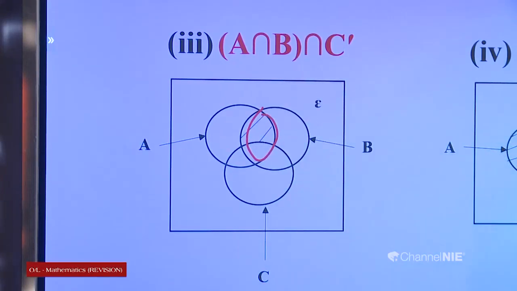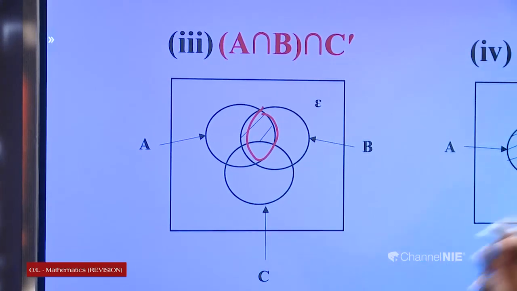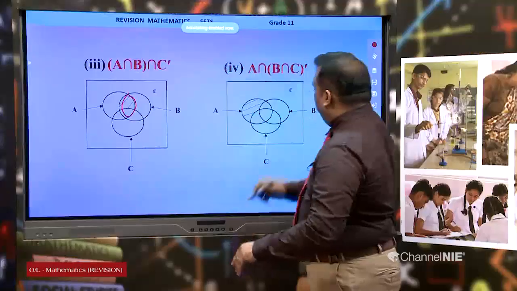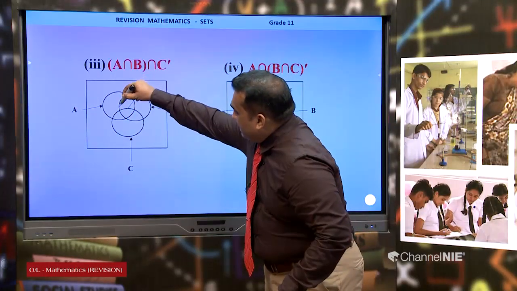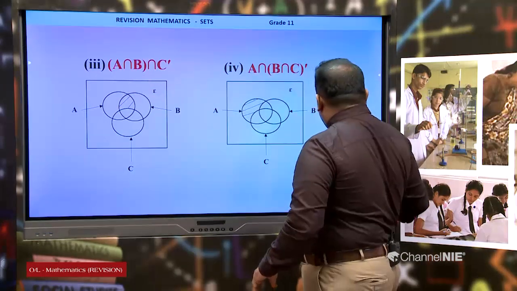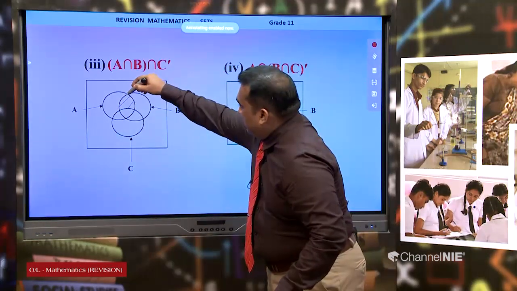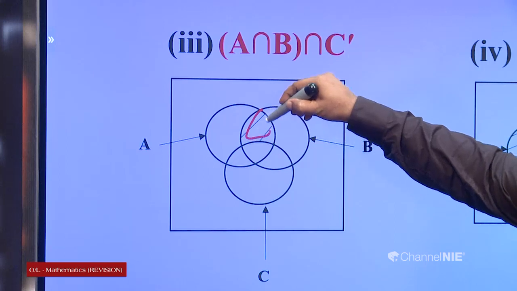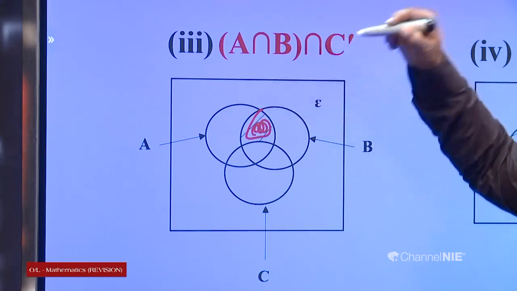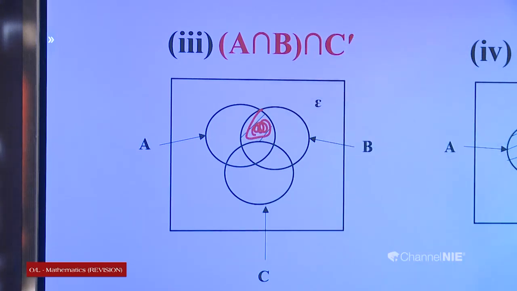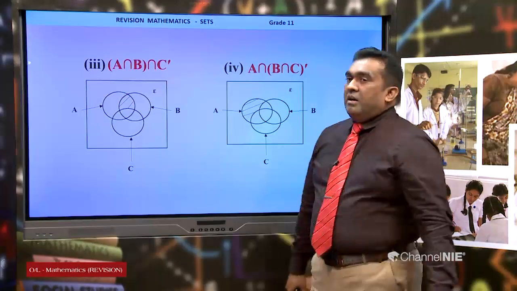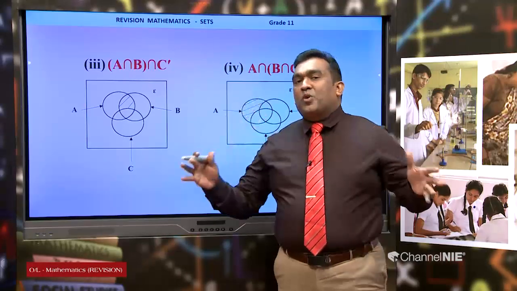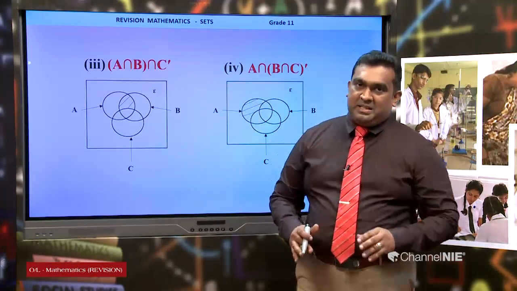This one is A and B, with no word only. If you use the word only, this is the region, only A and B. Clearly identify the region, right? It is very, very important when solving word problems based on sets.